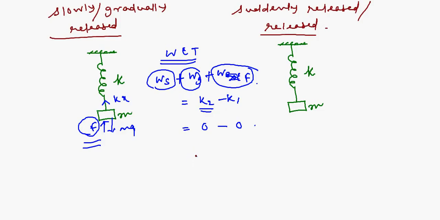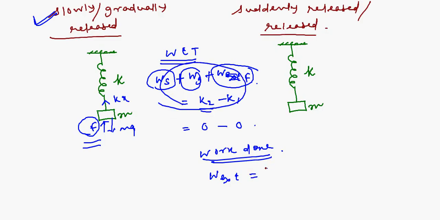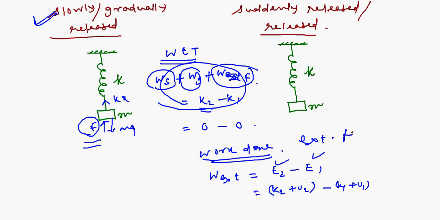But had the question been: find the work done when the spring reaches the maximum extension in this case. Then work done by the external force we can calculate using this as E2 minus E1, that is K2 plus U2 minus K1 plus U1. E2 and E1 are the mechanical energies, and work done, if it is asked, by default we take work done by the external force.